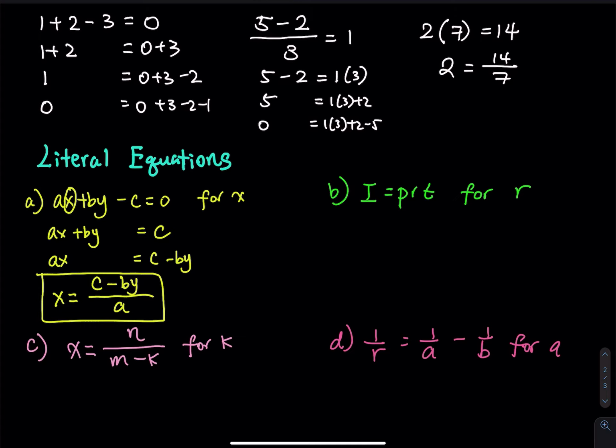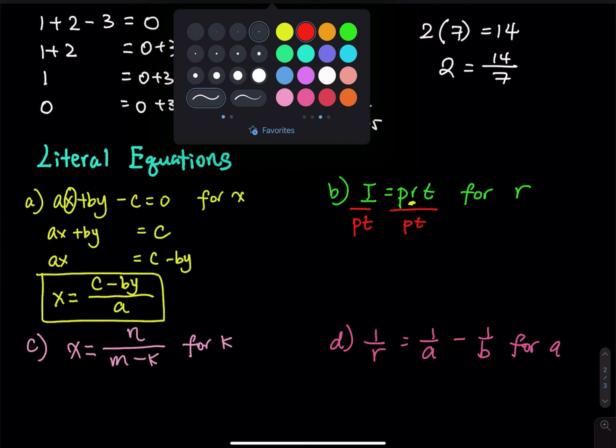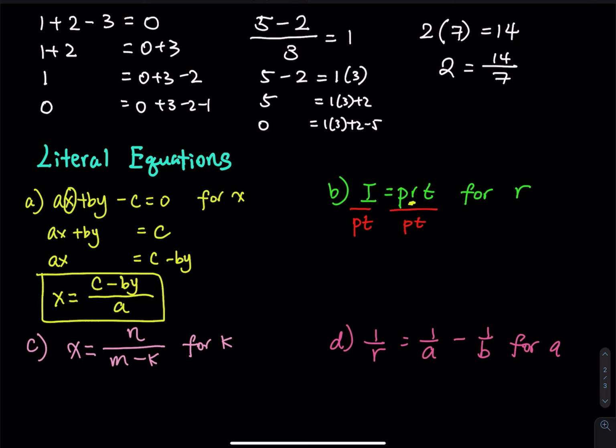And then the next one, you would like to solve for r. So you keep r on one side. That means you have to divide both sides by pt. So this is just like, let's say you have 12 equals 2 times 2 times 3, and you want to isolate these 2 on the right side. All you have to do is divide both sides by 2 and then divide both sides by 3. So 12 divided by 6 equals 2.